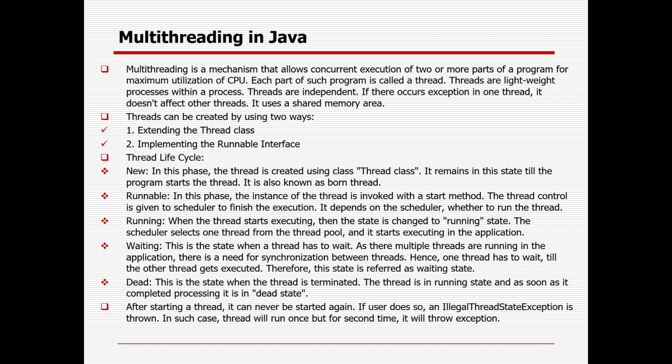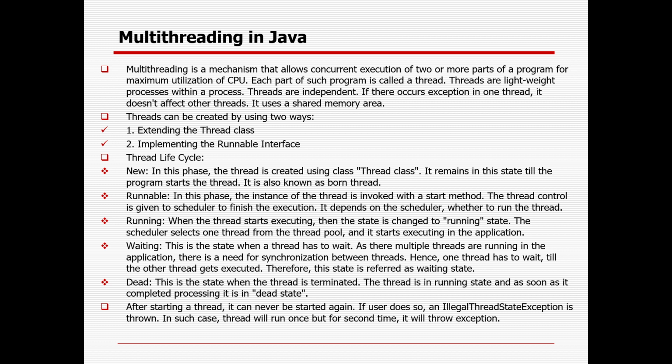Sometimes a thread can be waiting. This is a state when a thread has to wait. As there are multiple threads running in the application, there is a need for synchronization between threads. Hence, one thread has to wait till the other thread gets executed. Therefore, this state is referred to as the waiting state.